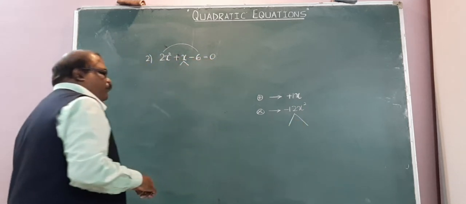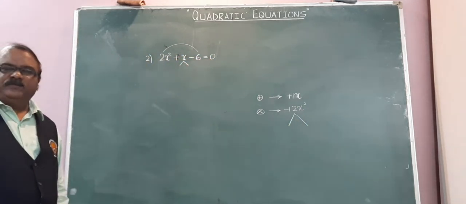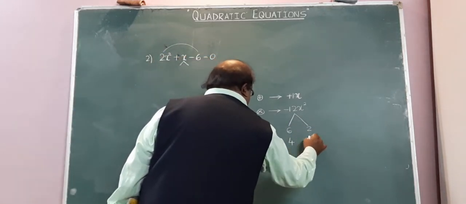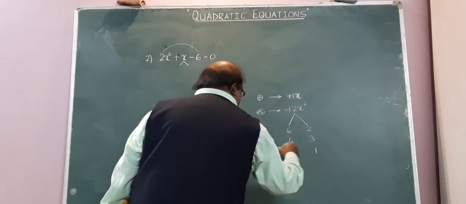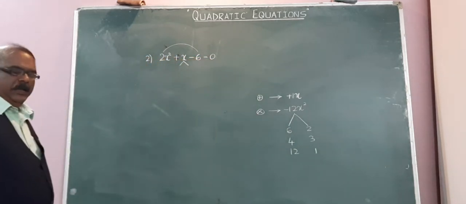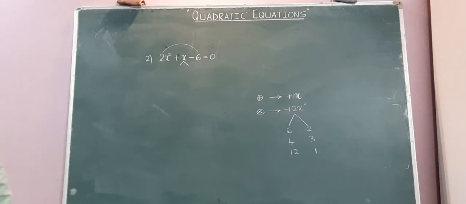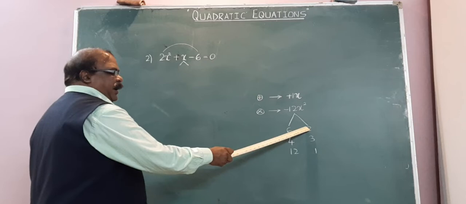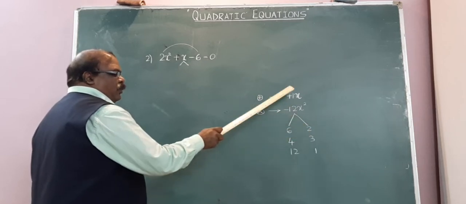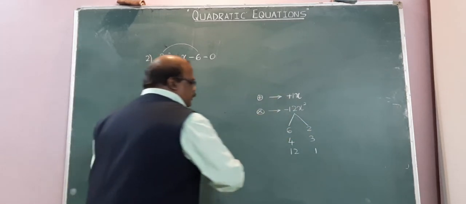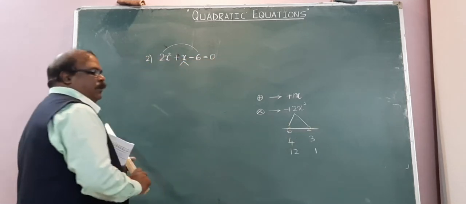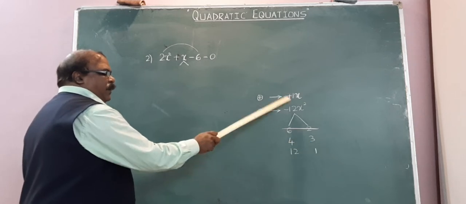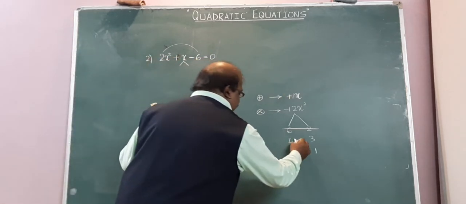What are the factors of 12? You have so many factors. 6 twos are 12. 4 threes are 12. 12 ones are 12. Now check. In which case is either the sum or difference 1? What is the sum? 6 plus 2, 8. 6 minus 2, 4. Is it giving you 1? No. So this cannot be the factor. Let's check the second. 4 plus 3, 7. 4 minus 3, 1. Yes, this can be the factors of 12.